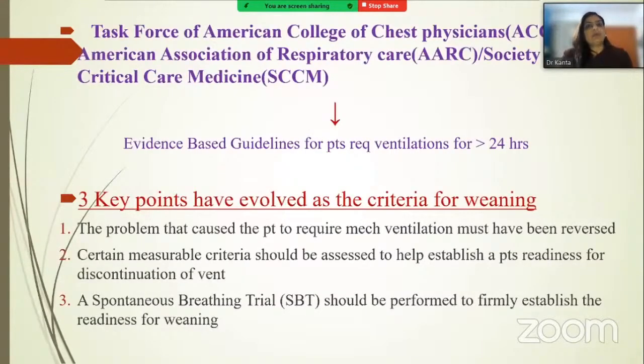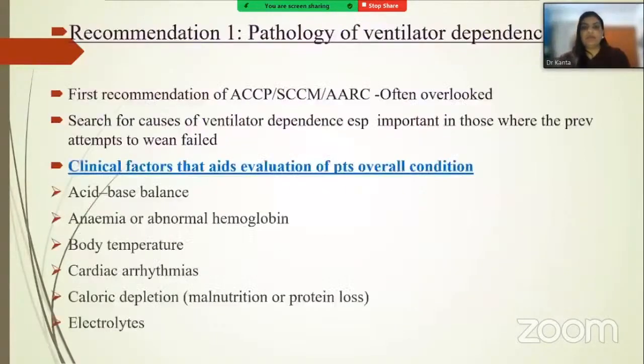The task force of the American College of Chest Physicians, ATS, and Society of Critical Care Medicine in 2016 gave evidence-based guidelines for patients who required ventilation for greater than 24 hours. And they came up with 3 key points which have evolved as the criteria for weaning. Number 1, the problem that has caused the patient to require mechanical ventilation must have been reversed before you think about weaning. Secondly, certain measurable criteria should be assessed to help establish a patient's readiness for discontinuation of ventilation. And thirdly, a spontaneous breathing trial should be performed to firmly establish the readiness for weaning.